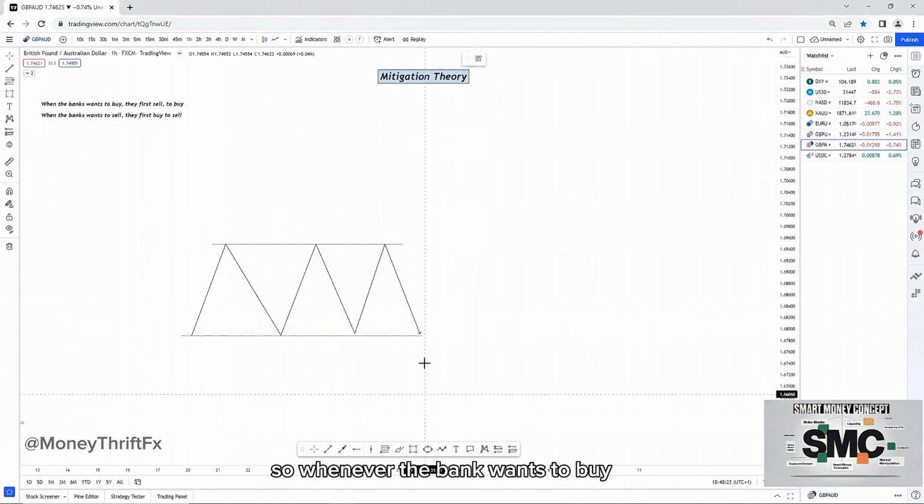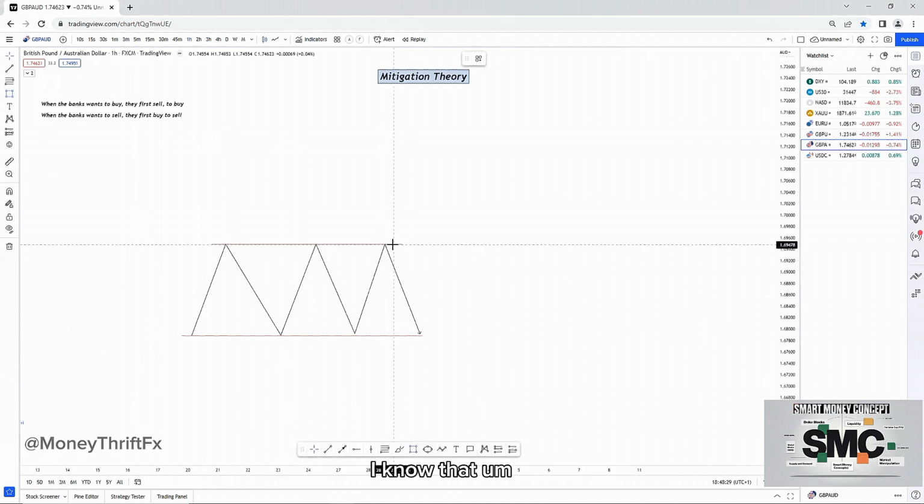So whenever the banks want to buy, the first thing you see the banks do is load a whole lot of orders. The lot size you use in the forex market can have a little or more effect on the market. Our lot size is very small, but these banks have huge lot sizes. When they're entering a position, you can see somebody enter a position of 1,000 lots.